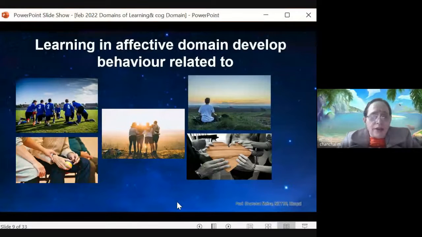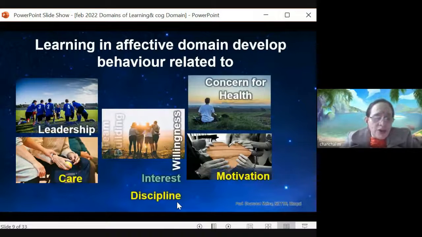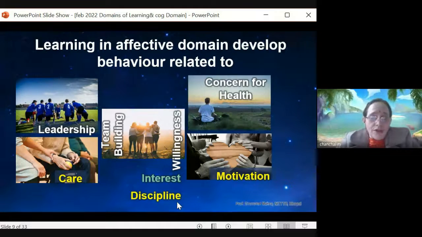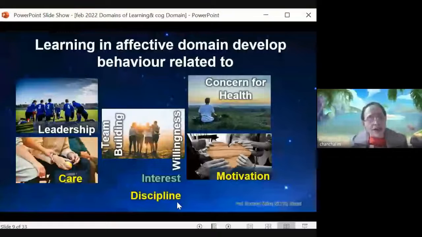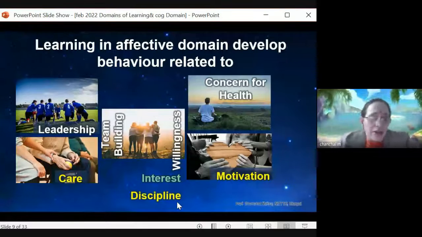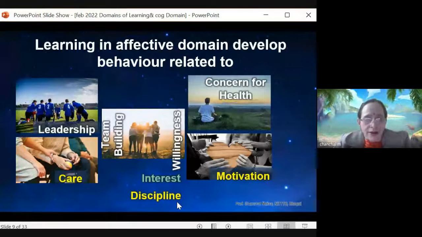Under the affective domain, behaviors such as leadership, care, team building, willingness, interest, discipline, motivation, concern for health, and concern for environment will all be covered. So when you look at the POs specified by NBA, you will find that under PO number 6, which is on project management, a combination of things needs to be developed in the students, such as being a leader, being an effective member, and communicating. All these behaviors fall under the affective domain.